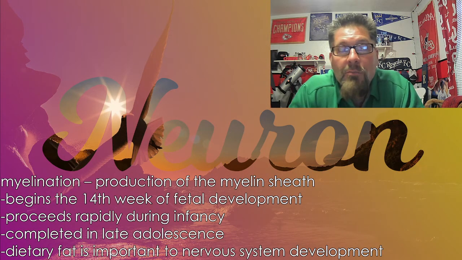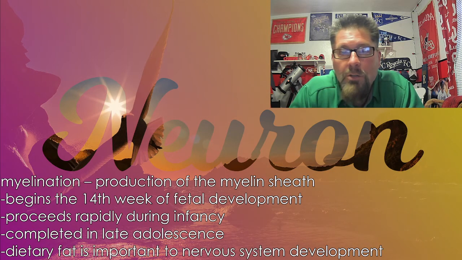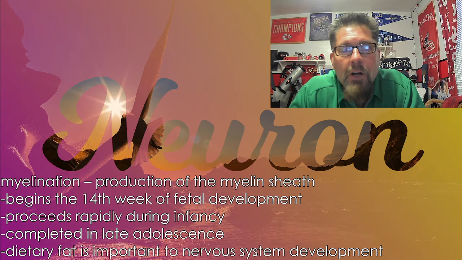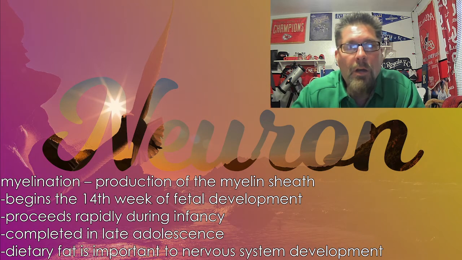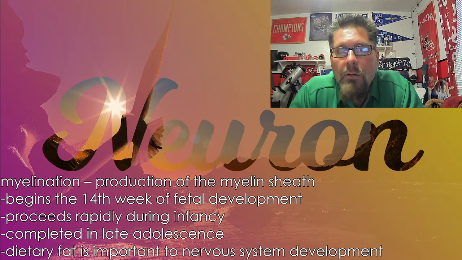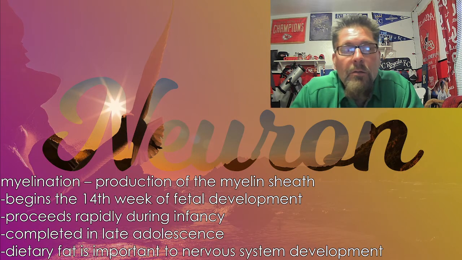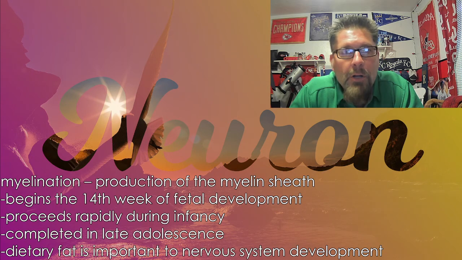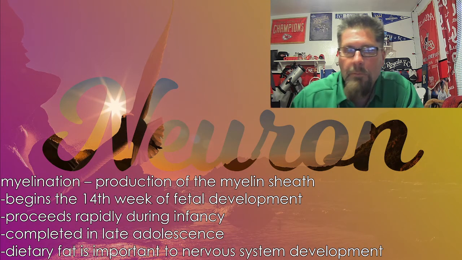Now the process of making these myelin sheaths around the axons is called myelination. It begins fairly early in the fetus, as you can see there at 14 weeks. That's roughly the end of the first trimester. Infancy development increases, and somewhere in late adolescence, which I'm interpreting as maybe early high school, middle school, in there somewhere.